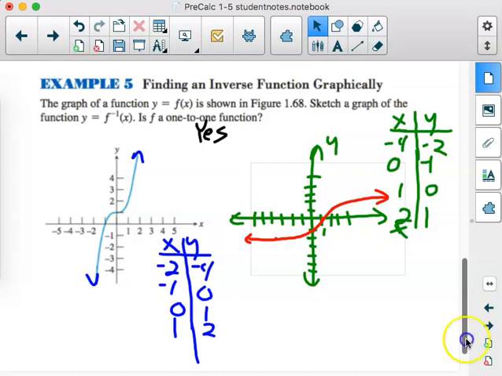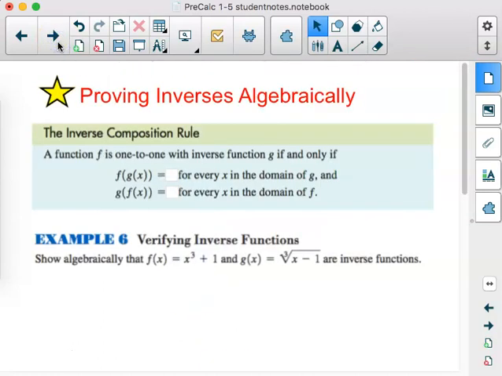So they're going to ask you some questions like that in the homework. Again, don't overthink it. Just think switch the x's and the y's. Domain becomes the range, etc.